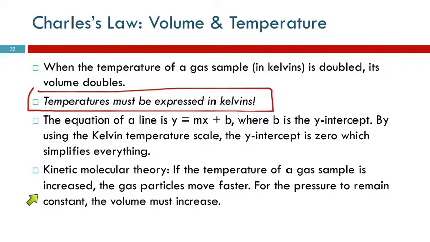Kinetic molecular theory explains this. If the temperature of a gas sample is increased, the particles move faster. If we want the pressure to stay the same, we have to increase the volume. If you just increase the temperature and don't allow the volume to change, then the pressure is going to change.